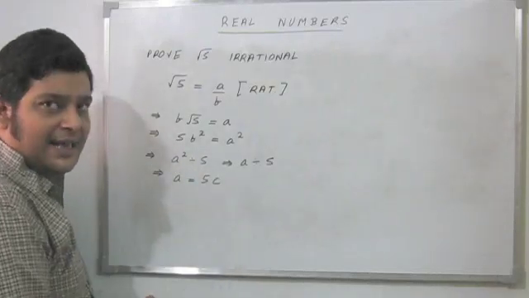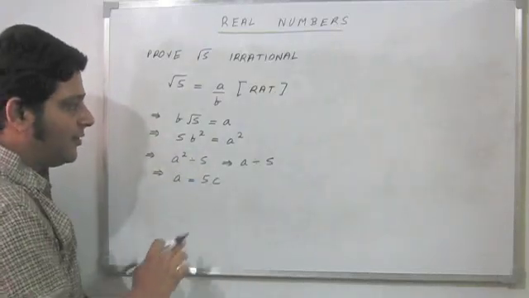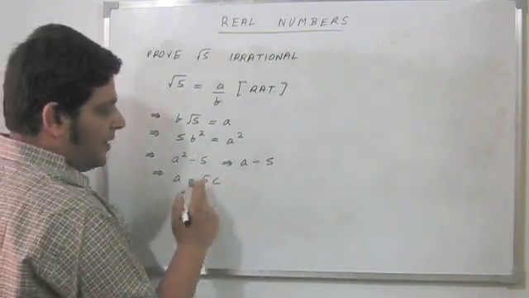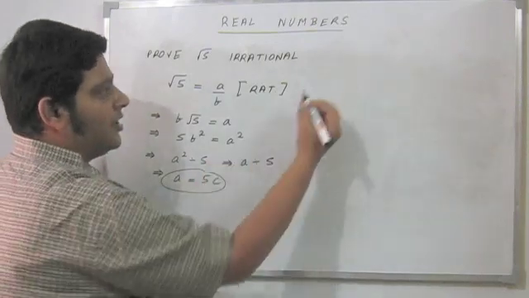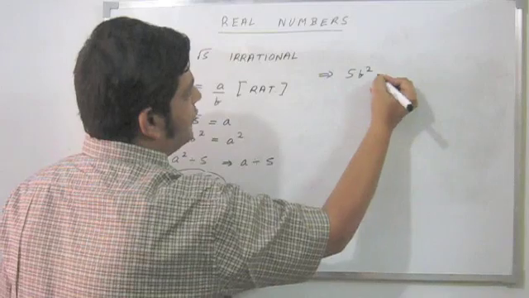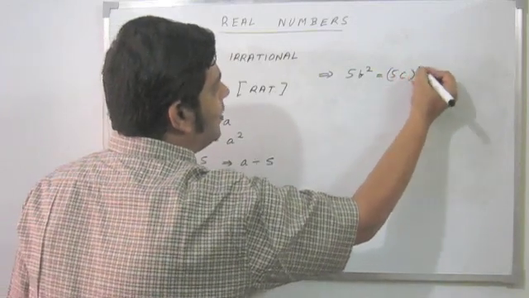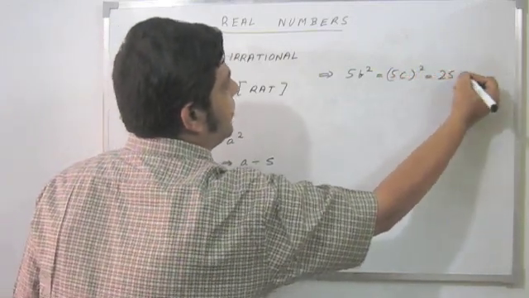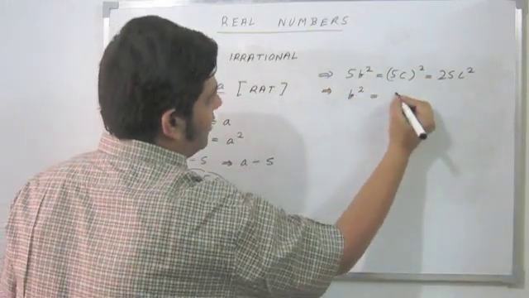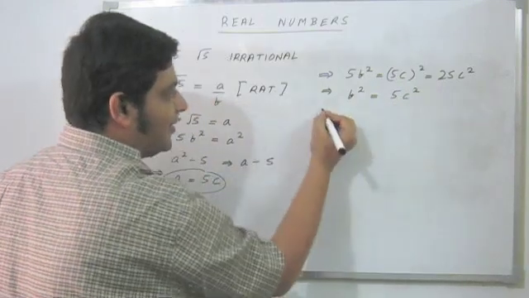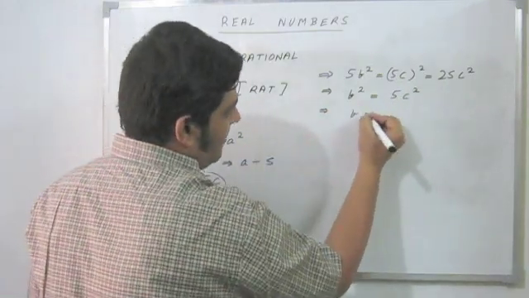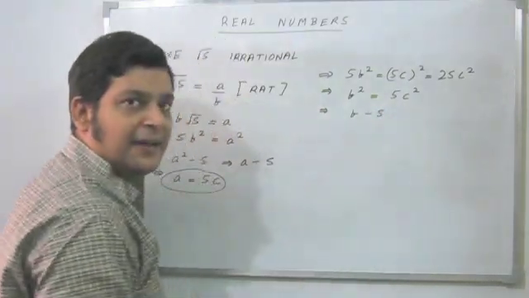Once I know that a is 5 times a particular constant, I can replace that in the original equation. And once I replace this value in the original equation, I'll get 5b square is equal to 5c whole square, which is effectively 25c square. That will lead to b square is equal to 5c square. By the same logic used earlier, I can say that b is divisible by 5.